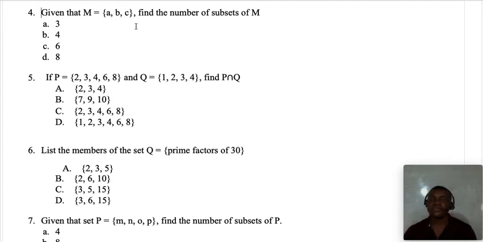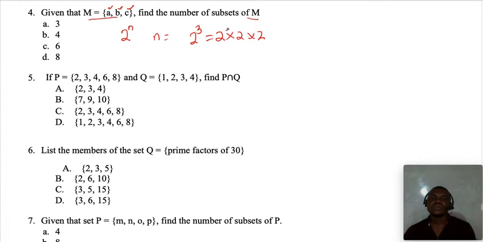Then we are on question 4. Given that set M is A, B, C, find the number of subsets of M. The number of subsets of a set is given by 2 raised to the power n, where n is the number of elements or members in the set. In this case, we have 1, 2, 3, so the number of subsets will be 2 raised to the power 3, which is 2 times 2 times 2.